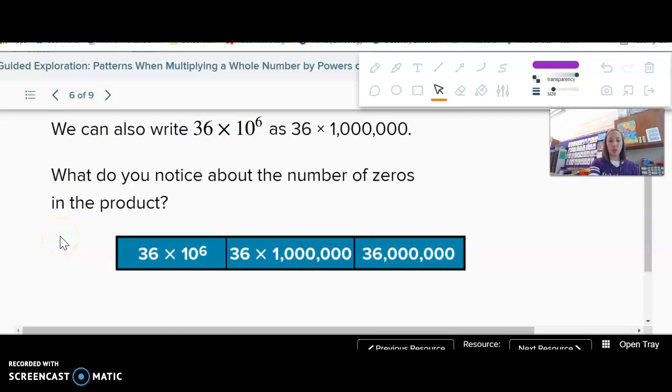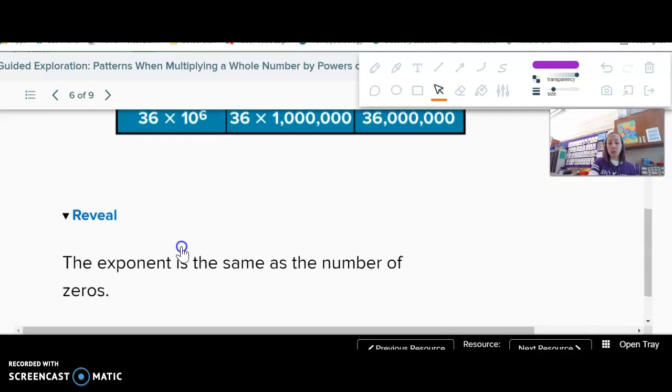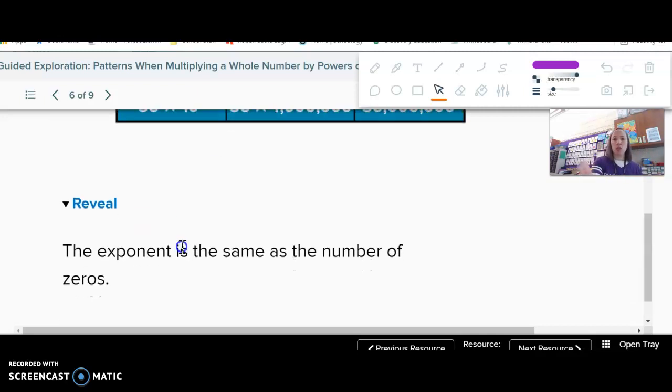Look, those are the 3 things you just wrote. What do you notice about the number of zeros? Well, the exponent is the same as the number of zeros. Go ahead, write that on your paper. The exponent is the same as the number of zeros. So you don't always have to do those steps every time. You can just look and say, okay, it's 10 to that, which means I'm going to have that many zeros. Remember, it only works with 10s. 5 to the 6th power is not going to be 5 with a bunch of zeros. But with 10s, it's a nice pattern.